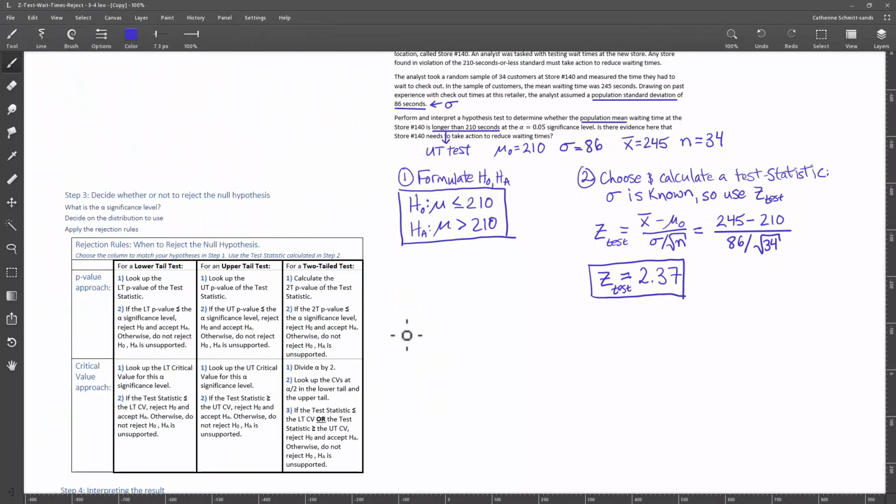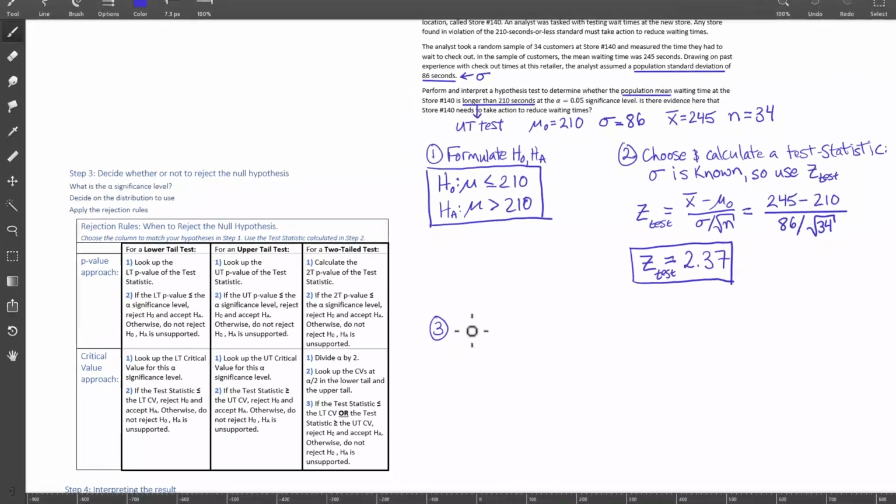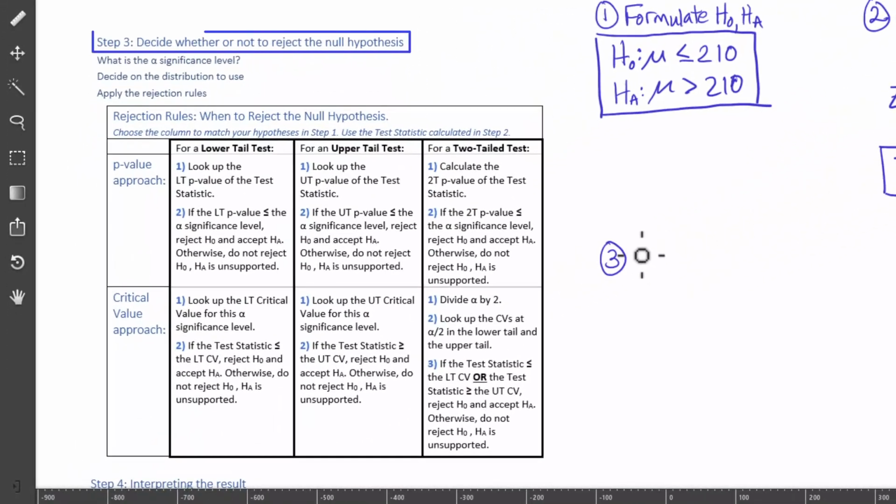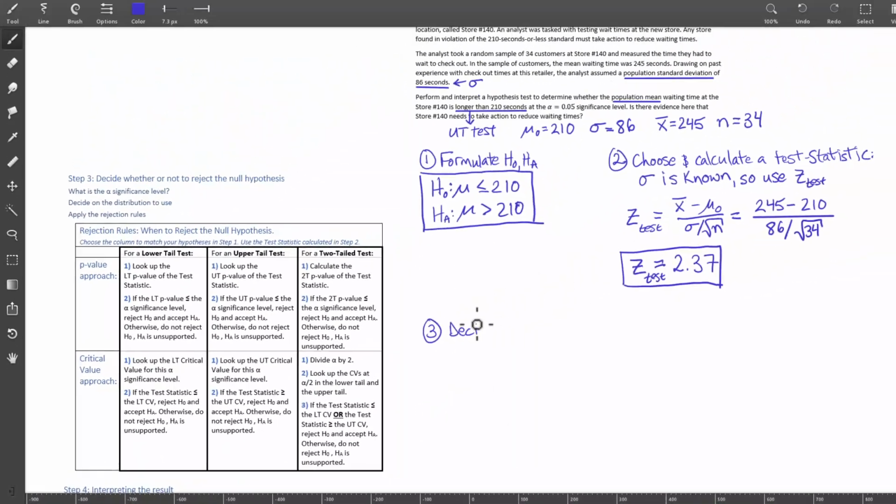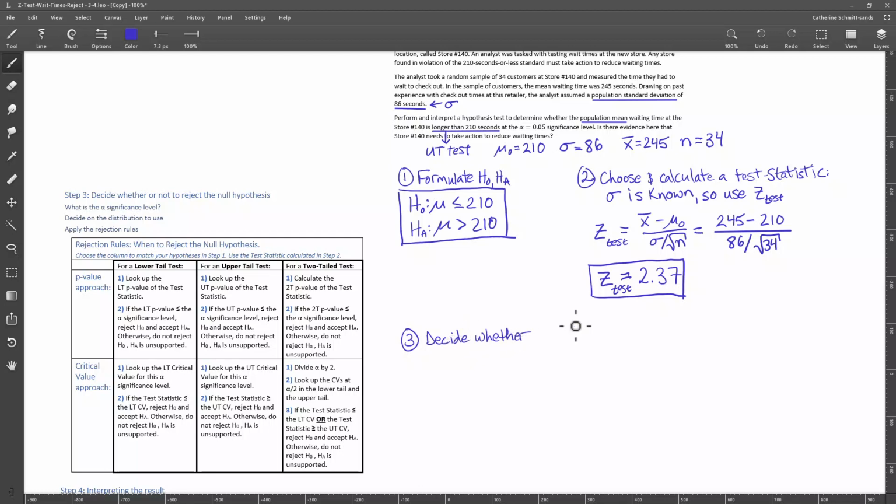Having completed step 1 and step 2, we now turn to step 3. I've changed my references on the left-hand side. Step 3 is where we decide whether or not to reject the null hypothesis. For this step, we need some key pieces of information. First, what is the alpha significance level? In this problem, alpha is 0.05. We need that for the p-value rejection rule and to look up the critical value.